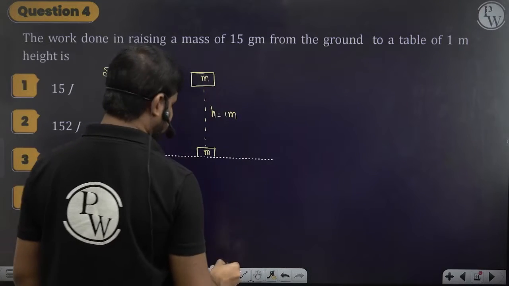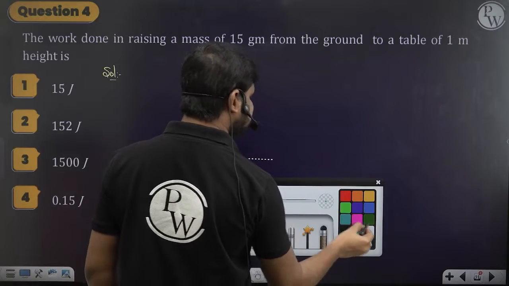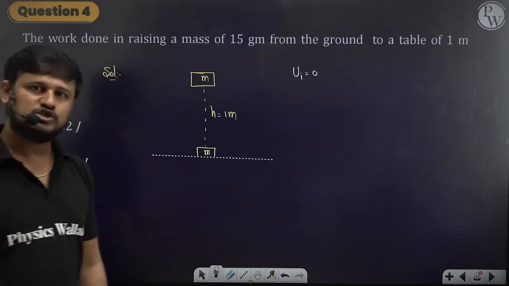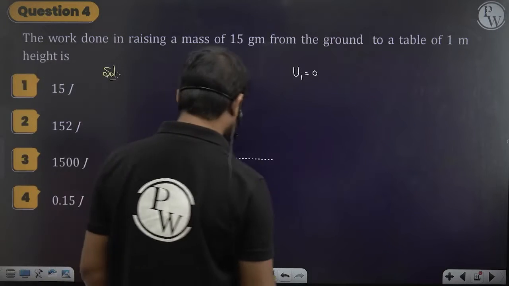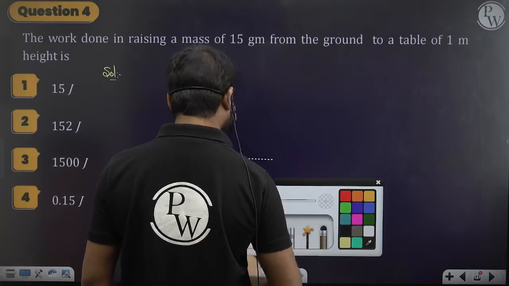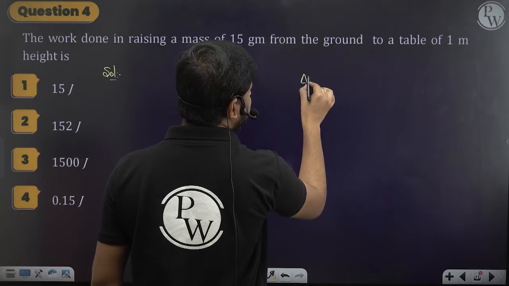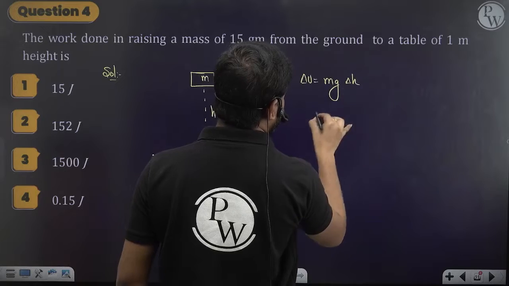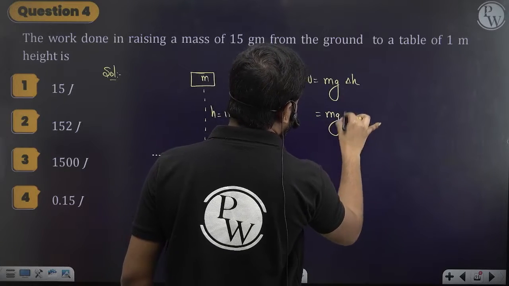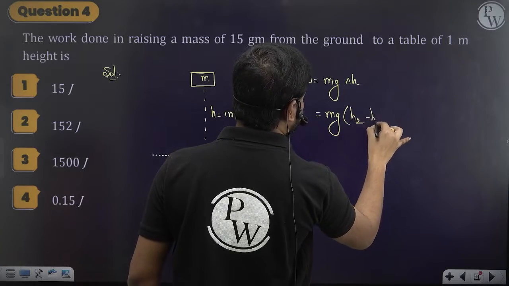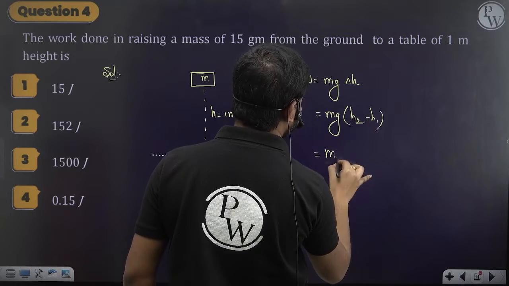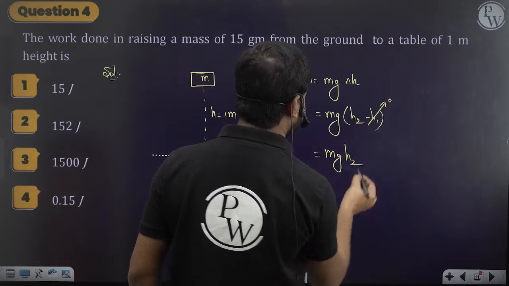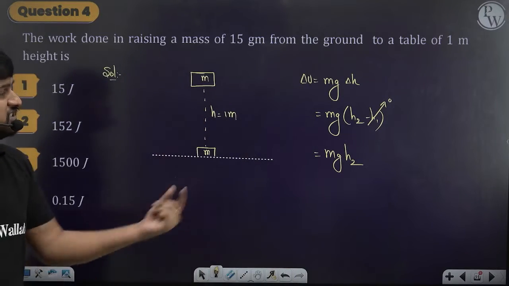So shall I say that here the initial potential energy is 0, because initially it is on the ground. Or else you can directly write this formula: delta U is equal to mg delta h, which is nothing but mg into h2 minus h1, right? Here h1 is 0, so this h1 becomes 0 directly. The change in potential energy is mg h2.